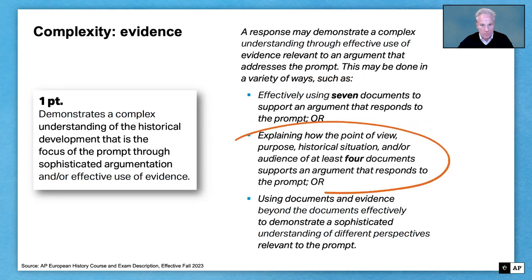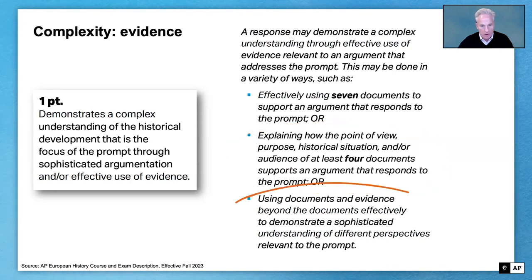Or you can explain how the point of view, purpose, historical situation, or audience in at least 4 documents supports an argument that responds to the prompt. You're required to do 2 to earn the sourcing point. If you do 2 more, or 4 total, that is a path to complexity. Or you can use the documents and evidence beyond the documents effectively to demonstrate a sophisticated understanding of different perspectives relevant to the prompt.